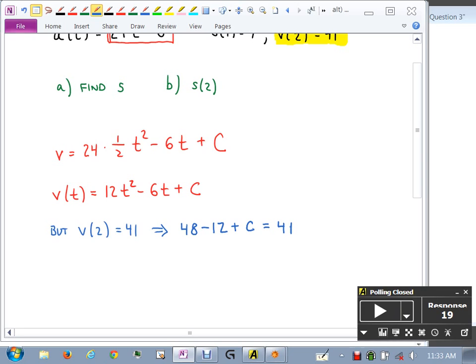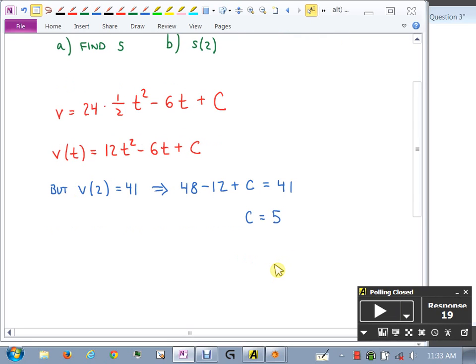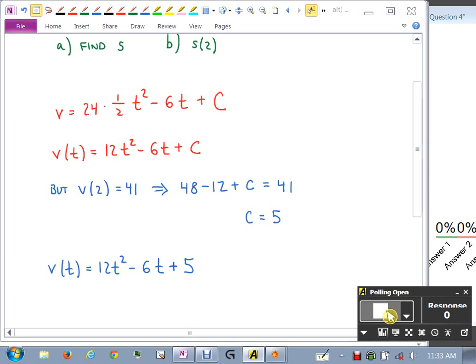So just plugging 2 into this and saying that has to be equal to 41 allows me to solve for c, doesn't it? So 48 minus 12, 36. Yeah, so just move things around, you get 5, right? C is 5. All right, so now I can write the velocity function exactly as it is. So the velocity in terms of t is 12t squared minus 6t plus 5. That is my velocity function. Yes or no? Let me know.